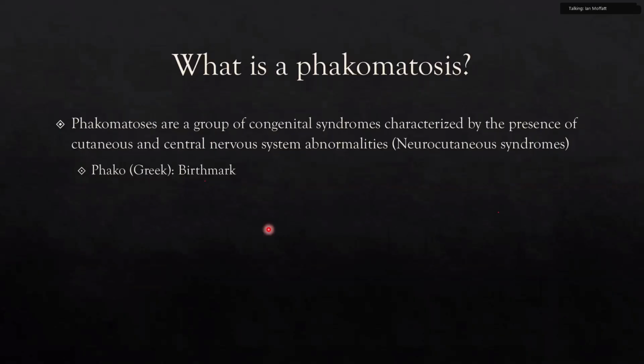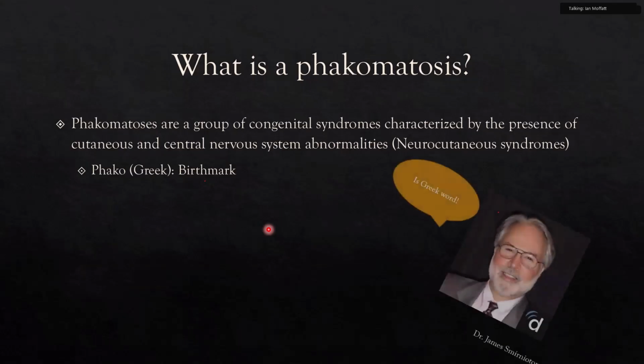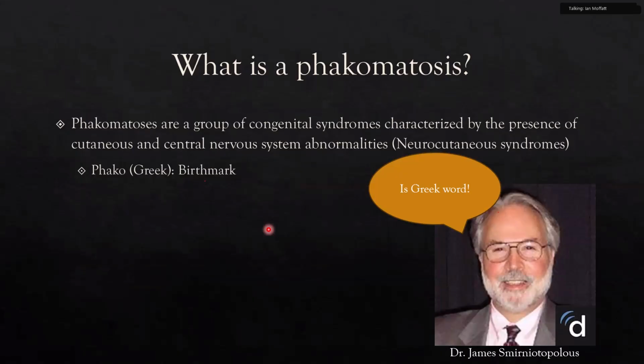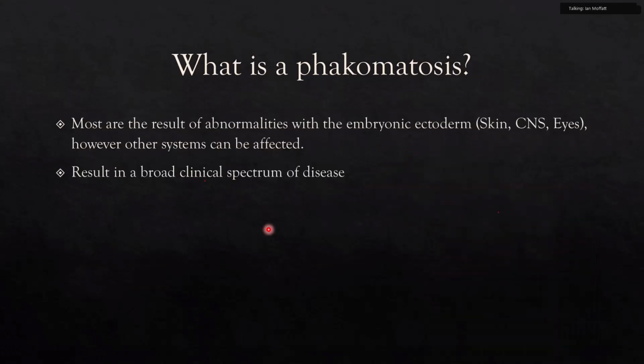What is a phakomatosis? Phakomatoses are a group of congenital syndromes characterized by the presence of cutaneous and CNS abnormalities, aka neurocutaneous syndromes. The name comes from the Greek word phako. They're typically the result of abnormalities within the embryonic ectoderm, so skin and CNS. However, other systems can be affected and result in a broad clinical spectrum of disease.